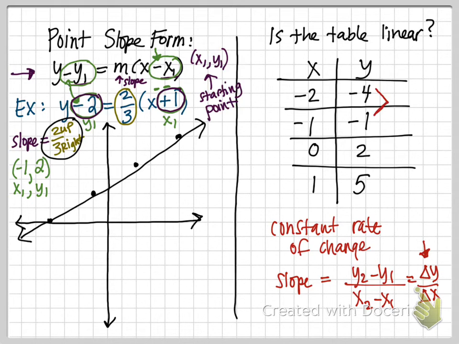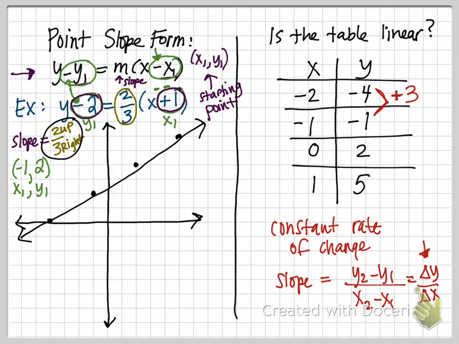So we're going to look at this first pair here, -2, -4, and then -1, -1. And we're going to find the change in the y's. So what that means is I'm asking myself, how do I go from -4 to -1? In order to go from -4 to -1, I add 3 to that. And if you're having trouble figuring out that +3, you just take the bottom number, which was -1, and you subtract the top number, which was -4. And if you add the opposite, -1 plus 4 is 3. All right, so that's the change in the y's.